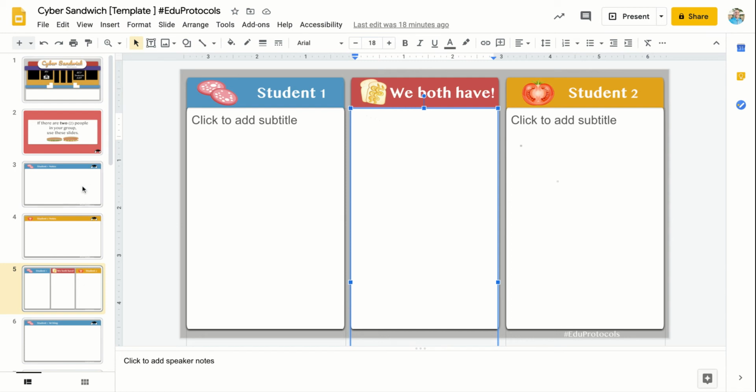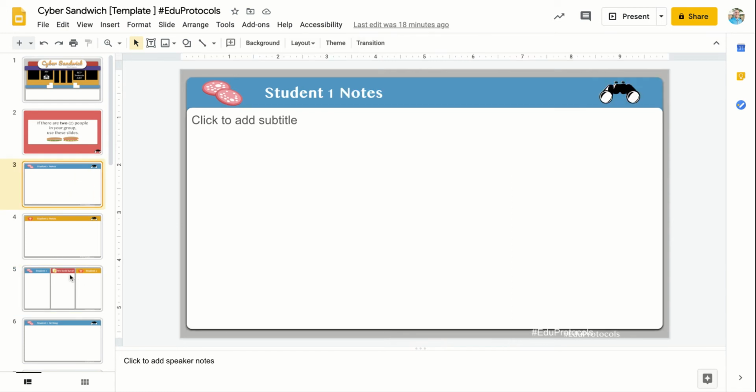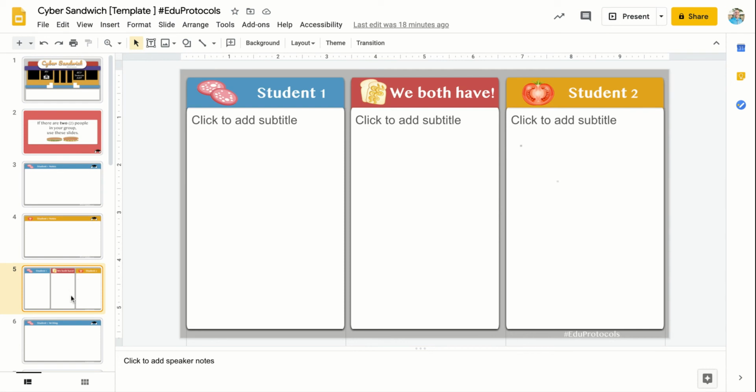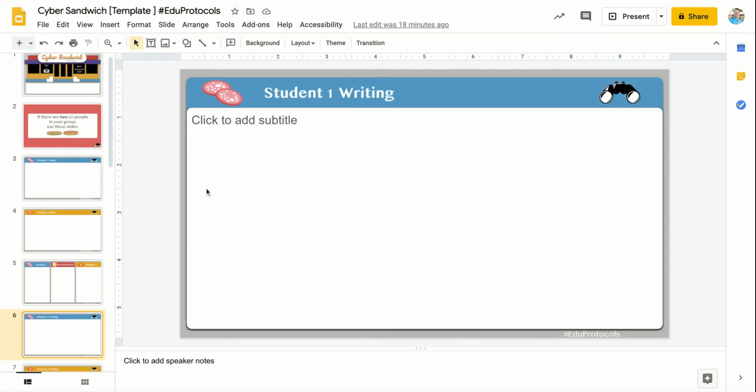So the whole note taking part should take about 10 minutes. The communicating part should take about 10 minutes. And then they're going to begin writing, just writing like a paragraph or something summarizing what they have just learned and discussed. So they're writing a summary paragraph about the most important information.